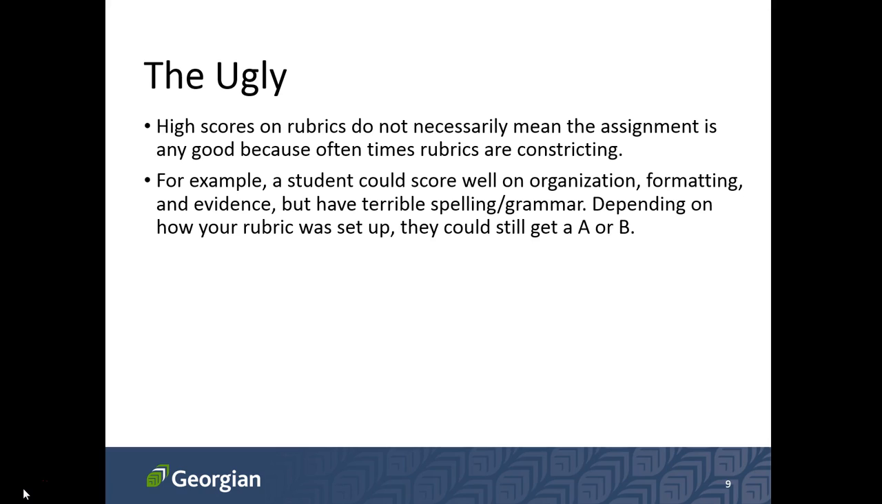So for example, if you had an essay assignment and a student did really well on organization, they had proper paragraphs, APA formatting was there, they used some sources and had evidence, but you really couldn't even read the paper because the spelling and grammar was so bad. Depending on how you set up your rubric and how much weighting was given to spelling and grammar in the other sections, the student could still end up with a B easily. And yet you have a paper that you can't even read, but the organization, formatting, and evidence are there. So that's an example of when a rubric might be quite constricting for you.